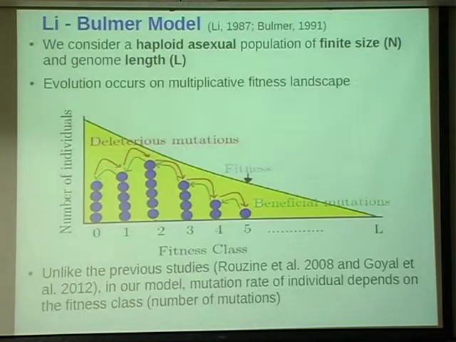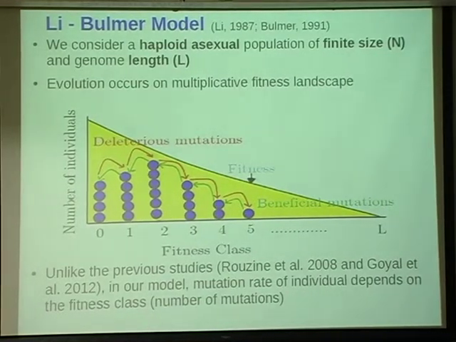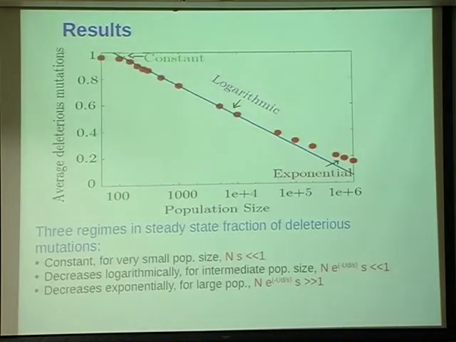So for that, I consider a mathematical model called the Lieberman model, where I consider a haploid asexual population of finite size and genome length L, where the evolution happens in a multiplicative fitness landscape. And I group my population into mutant classes, like one mutant in one class, two mutants in another class. And the population can move from one class to another by mutations. And the mutation rate, unlike the previous studies, in this case depends on the number of mutations you are now carrying.